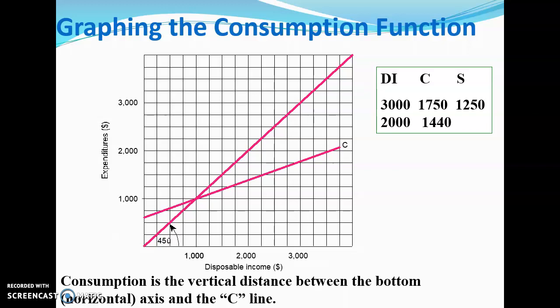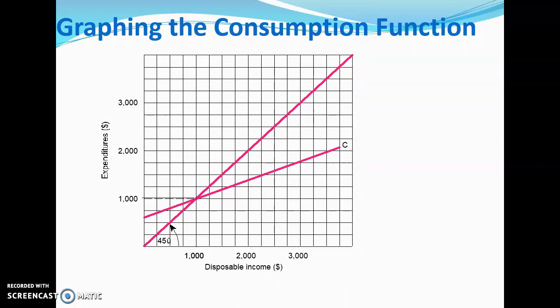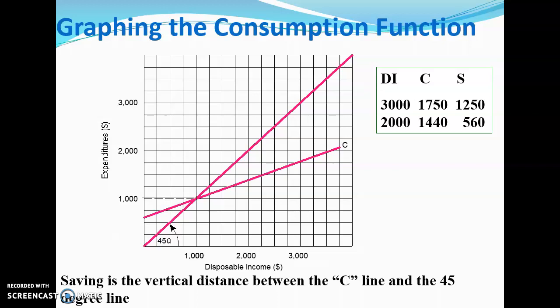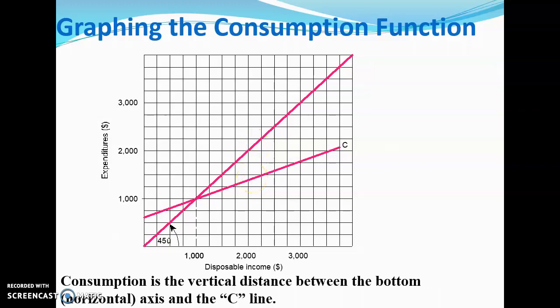So whenever your disposable income is equal to 2000 like this, consumption is equal to 1440, and what about the savings? Savings is also always the difference between the disposable income and consumption, and it is equal to 2000 minus 1440, and the answer is 560, which is this. So actually, what is consumption? The consumption is the difference between this C line and this x-axis. And what is the saving? Savings is the difference between this income line and this consumption line. Consumption is the vertical distance between the bottom horizontal axis and C.